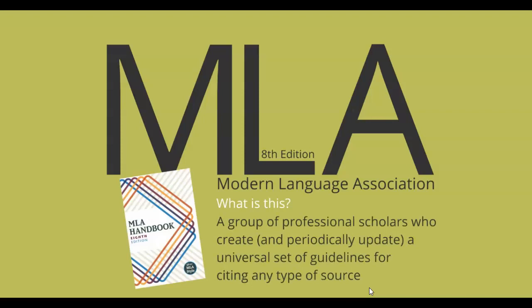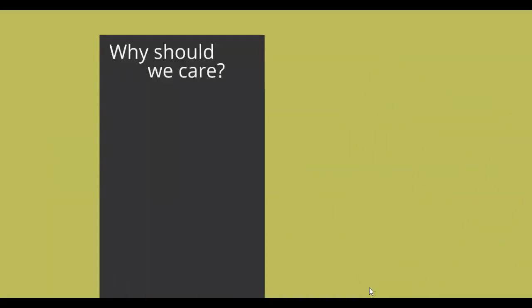The Modern Language Association is a group of professional scholars who create and periodically update a universal set of guidelines for citing any type of source. Much like rules get updated in athletics, just like in writing, rules get updated every so often. So this group of scholars will meet and update the rules for writing.